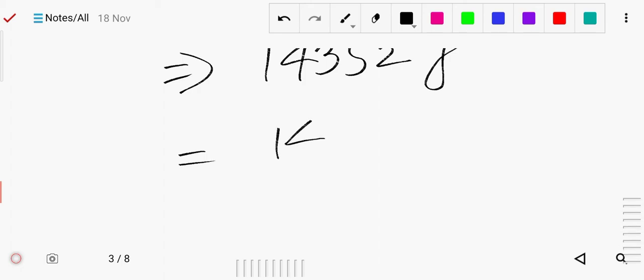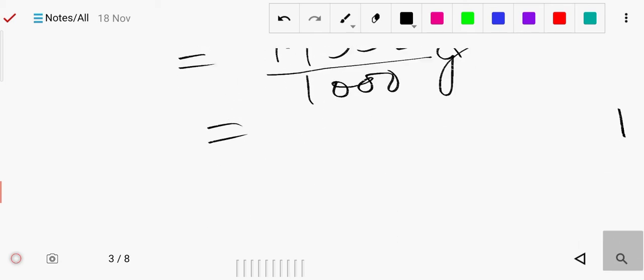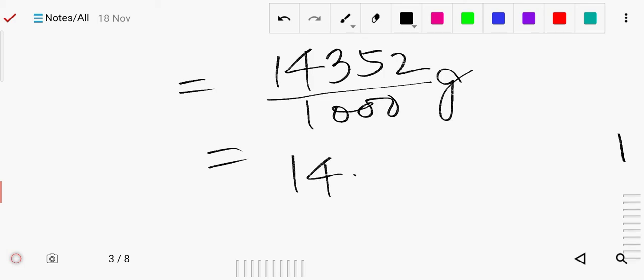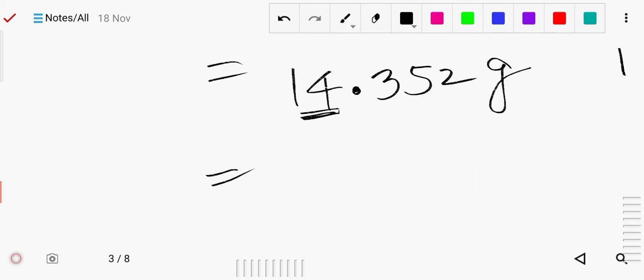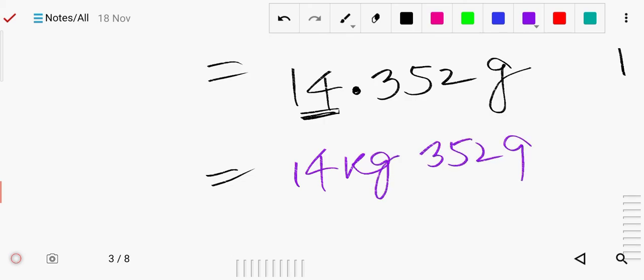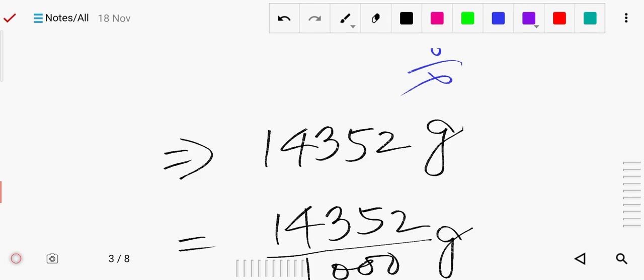Now you can change it to kilogram also. You can divide 14,352 by 1000, so the point will be placed here, and this part is your kilogram. So you can write the next step: 14 kg and 352 gram. That's your answer, 14 kg 352 gram in each box.